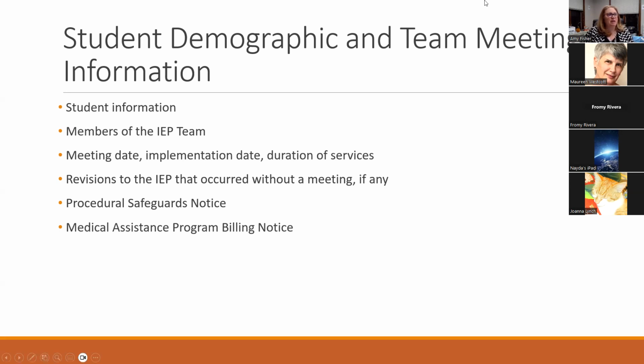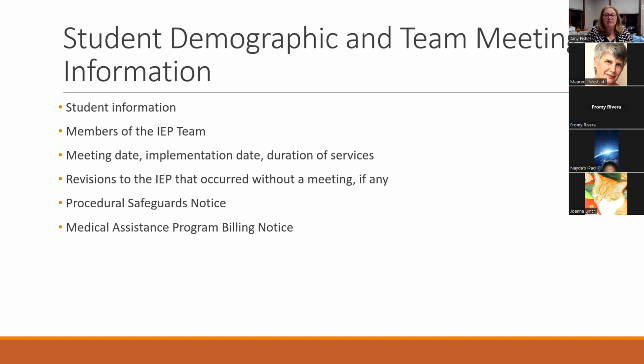The first section of an IEP is the student demographic and team meeting information. This is that part of the IEP where hopefully they give it to you and ask, Mom, Dad, check over this. Does this look right to you? Is all the student information correct? It'll be name, birth date, address, contact information. It's a time to take a minute and make sure that your email address is correct, that the phone number that you have listed as your contact information is correct.